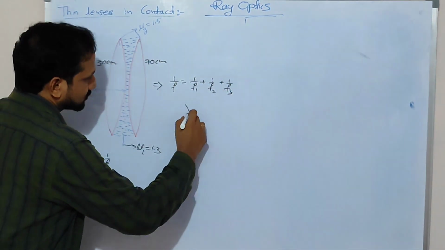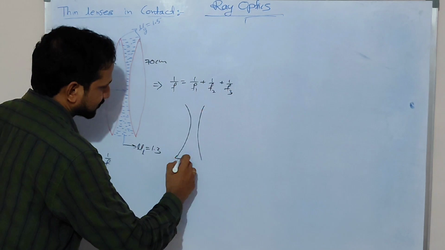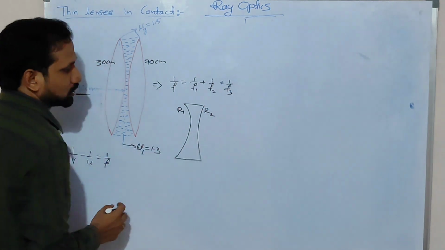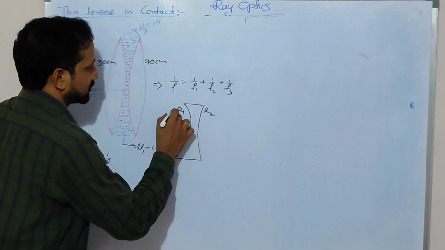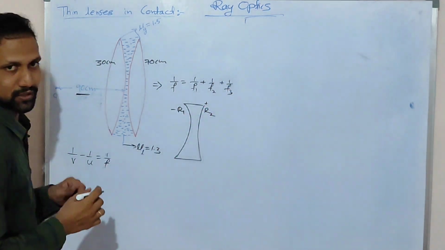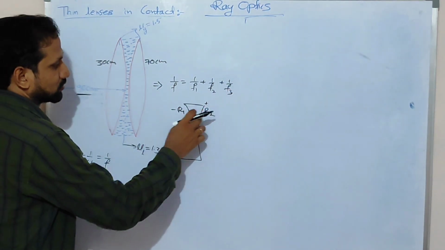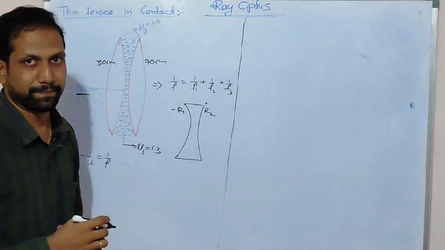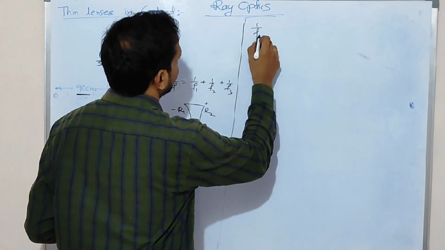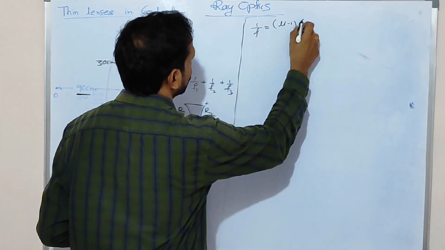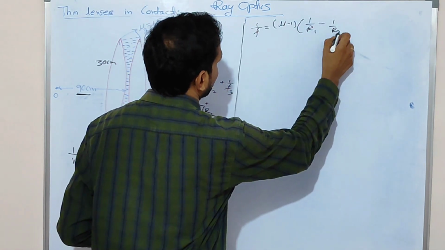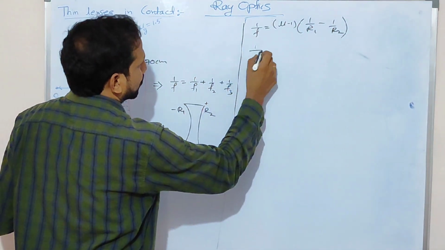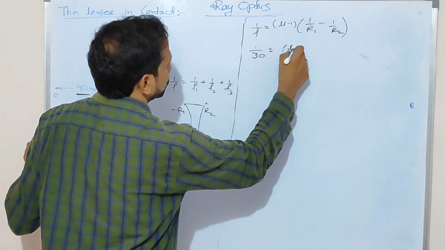If you draw the liquid lens, this is the liquid lens, and this side is R1 and this side is R2. If you consider the sign convention of a concave lens, it is minus R1 and plus R2. How to find R1 and R2 values? That's very simple. You have to depend on the lens maker's formula: 1/f equals (mu minus 1) into (1/R1 minus 1/R2).